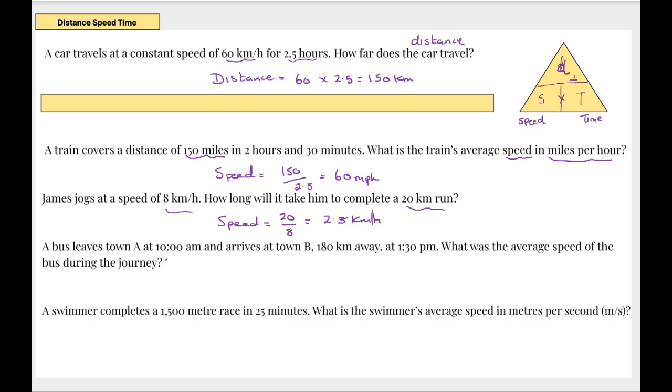A bus leaves town A at 10 a.m. and arrives at town B, 180 kilometers away, at 1:30 p.m. What was the average speed of the bus during the journey? This is also a classic question that comes up. What I want you to do first is sort out the gap. So we left town A, we started at 10, and we arrived in town B at 1:30.